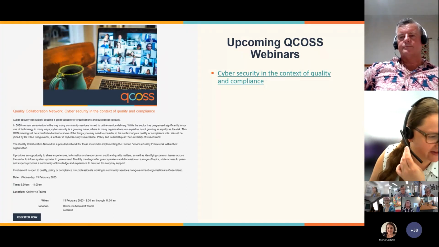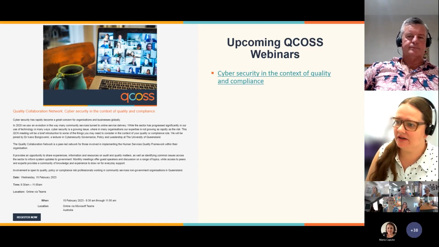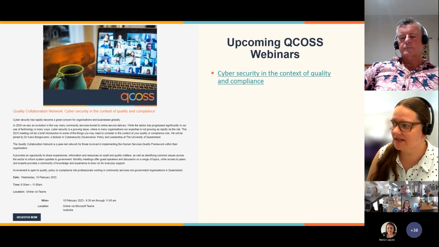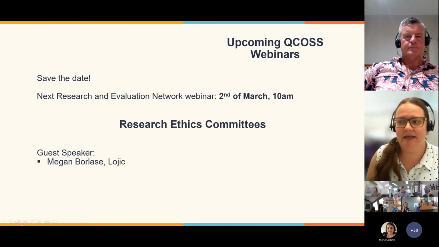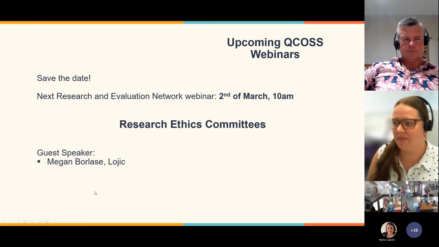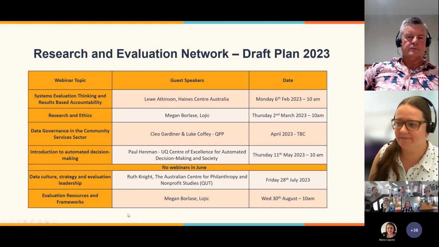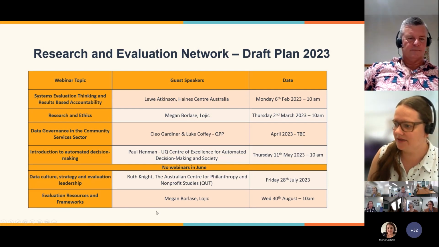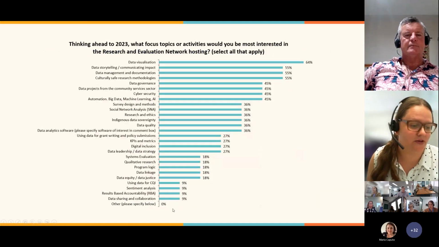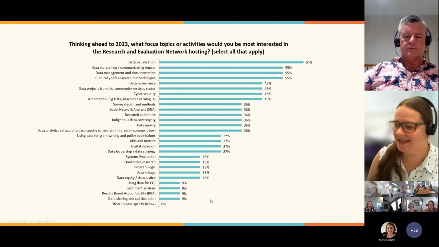So there's a couple of save the dates. We've got a quality collaboration network, which is going to be on cybersecurity in the context of quality and compliance. We've got that coming up on the 15th of February. We've also got our next research evaluation network, which is on the 2nd of March. And just on the horizon, this is the plan for the network in the next 6 months. Lots of really exciting topics to focus on there. And I'll send these out with the resources for the network as well, so you can see what's coming up. And that was based on feedback that we received at the end of last year on what topics everyone would like to see this year.